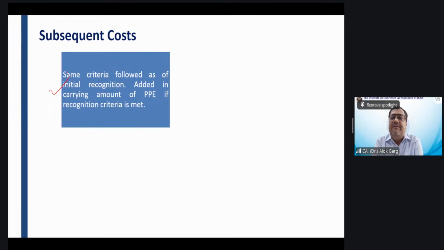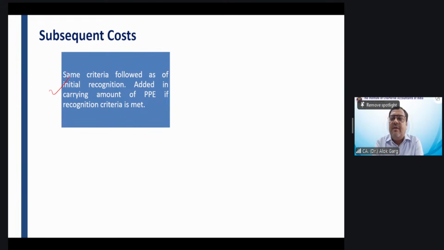So after 5 years, the life of the car is 10 years. After 5 years, the engine got damaged and the company has spent money on the replacement of the engine. The company has installed a new engine in the car. Tell me, whether the money spent on the new engine is satisfying both the recognition criteria. Future economic benefit should be probable and cost can be measured reliably.